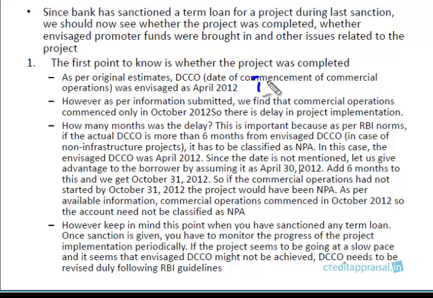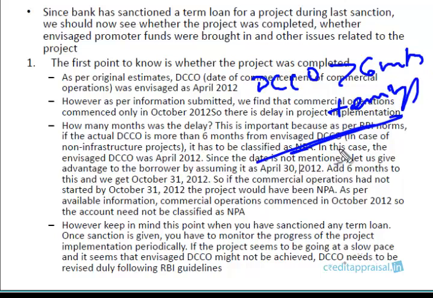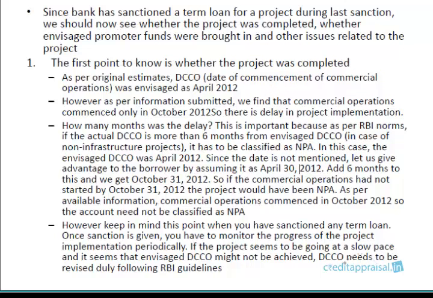In case the delay is greater than 6 months from the envisaged DCCO, then definitely it will be an NPA. By the way, it looks in this case that the DCCO was manipulated. Maybe the actual DCCO happened somewhere in December 2012 or January 2013. Or maybe the company is aware of this NPA norm, or the bank itself. This happens, right? Maybe the bank manager or the bank itself suggested that if there's a delay of more than 6 months, it will be classified as NPA, so get a certificate from the engineer saying that DCCO was achieved on such and such date. These sort of things do happen.